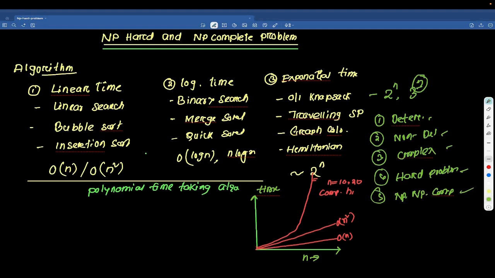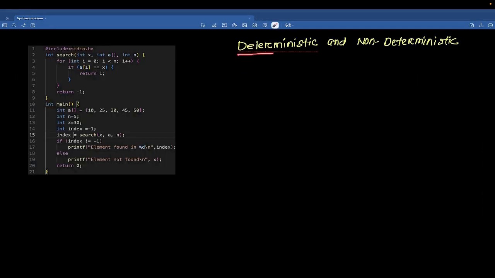So let's start with the discussion of the deterministic algorithm to understand the basics of NP-hard and NP-complete problem. To understand the deterministic and non-deterministic algorithm, let us take an example. Here, this is the example where we are taking a function of linear search. This is the linear search function. It takes one parameter x, and that x is searched in the array A for n number of elements. And if it finds the element in the array, it returns the position where it is found.